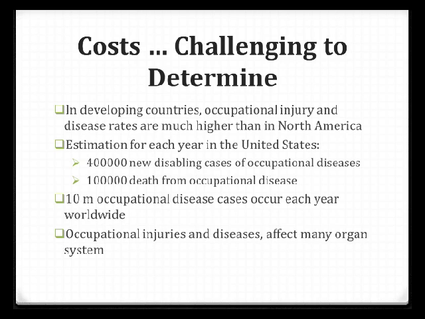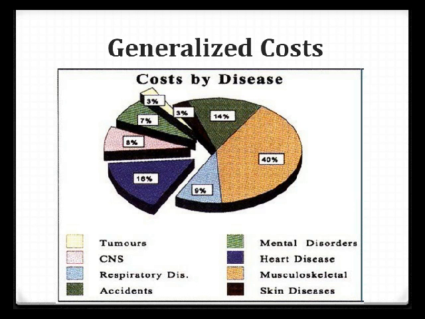But when we look at the United States, we've got about 400,000 new disabling cases of occupational diseases reported a year, and about 100,000 deaths from those diseases, with, as I said, about 10 million occupational diseases that occur worldwide. The other piece we need to think about is that the occupational diseases, which is somewhat different than some of our occupational injuries, may affect multiple organ systems.